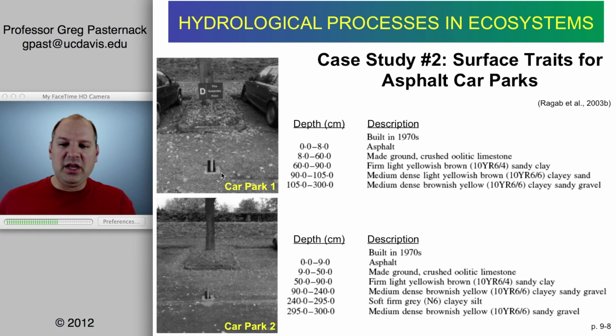Here are two parking lots, so relatively flat asphalt surfaces. There's 8 centimeters of asphalt underlain by either 50 or 40 centimeters of ground crushed oolitic limestone. And then below that, you have the regular soil profile.